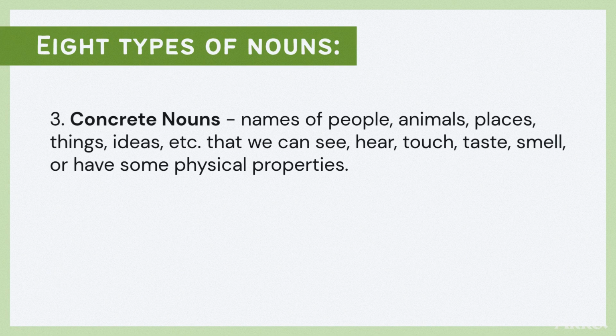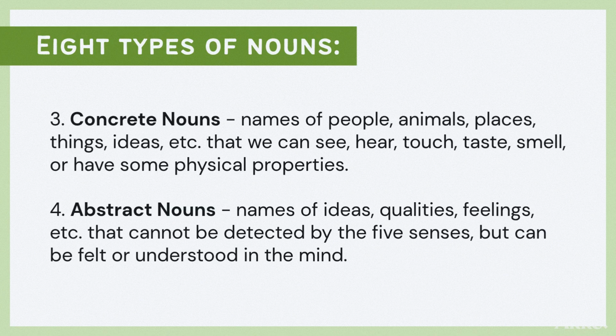For concrete and abstract, concrete are names of people and more that we can see, hear, smell, or have some physical properties. Like sand. This beach has white sand. Abstract is just the opposite, as we learned. They are names of ideas, qualities, feelings that cannot be detected by the 5 senses, but usually felt or understood. An example is fear. He was trembling or shaking with fear.